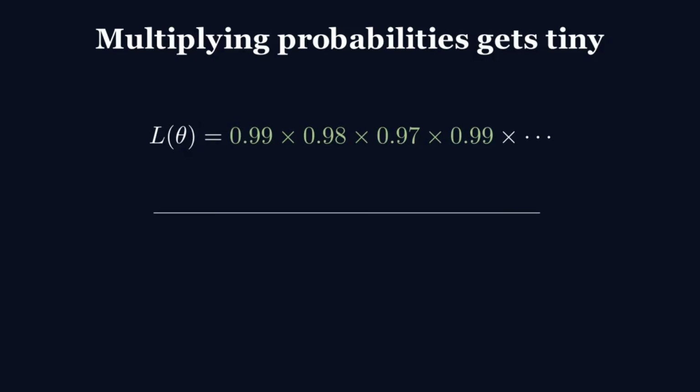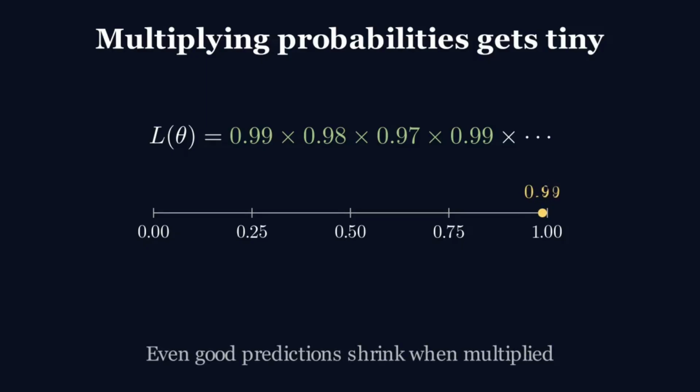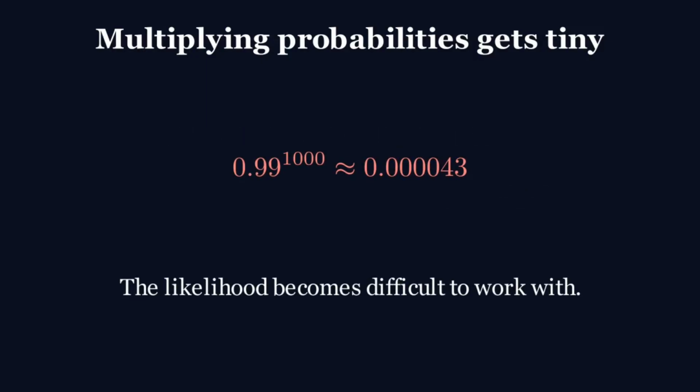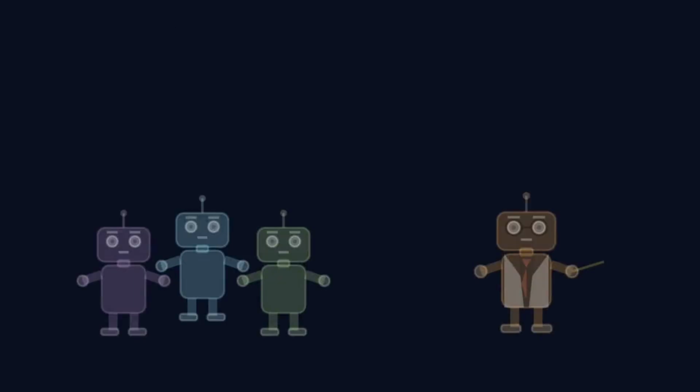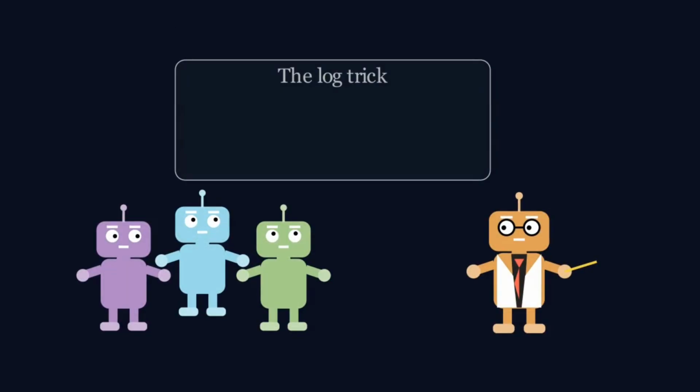Every one of these probabilities lies between 0 and 1. And when you keep multiplying numbers smaller than 1 together, the results become incredibly small. Even if your model is making excellent predictions, it makes the likelihood harder to work with. Fortunately, mathematics gives us a really elegant solution. Instead of working with the likelihood directly, we take the logarithm. Now, some of you might be wondering, why the logarithm?